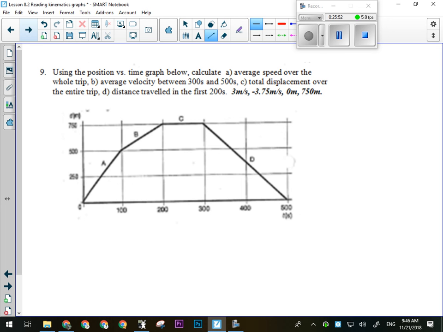All right, try that one. Now, what kind of graph is this? Position versus time. I know everyone likes position versus time because they're easier. But you have to watch for that on a test. You wouldn't believe, guys, how often people screw up a question because they did all the right work on the wrong graph.